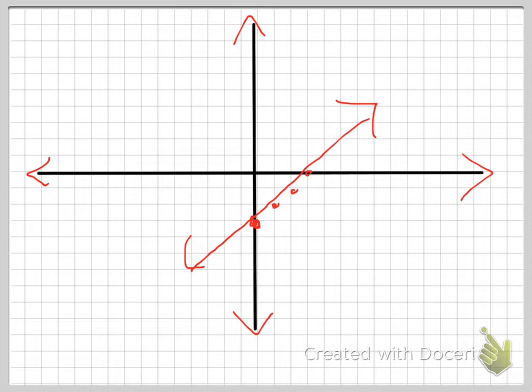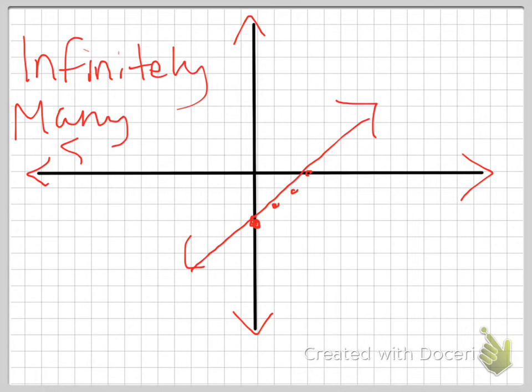So what you say for the solution is not all real numbers, but we have infinitely many solutions. Because what that means is every point on the line is a solution, because every point on the line would be on both lines. So the answer would be infinitely many solutions.